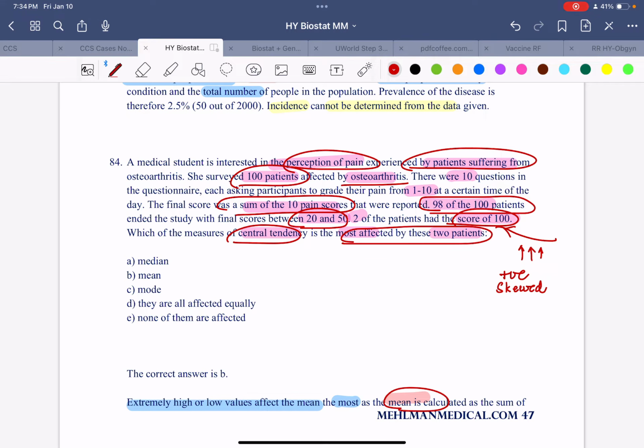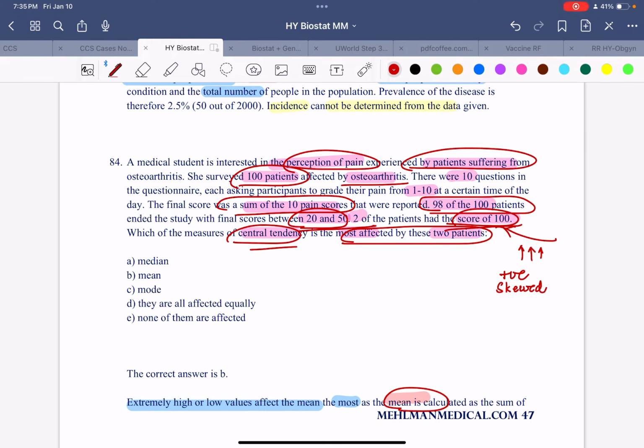Question 84. A medical student is interested in the perception of pain experienced by patients who are suffering. So she surveyed 100 patients affected by osteoarthritis. There were 10 questions. They were to report their pain on a grade of 1 to 10, and the sum of the 10 pain scores was then reported. 98 of the 100 patients ended the study with final scores between 20 and 50. Two of the patients had a score of 100.